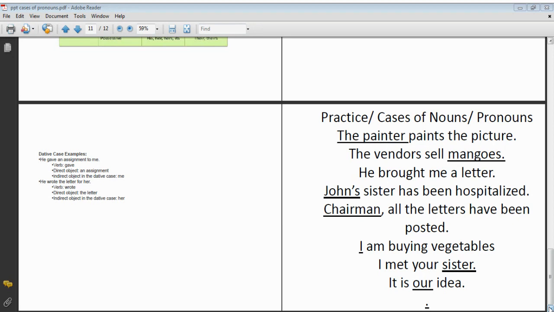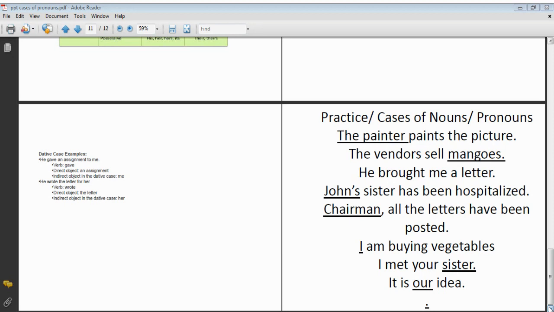In this sentence, we have two objects, me and letter. Letter is the direct object and me is the indirect object. So it means that the sentence is in the dative case. John's sister has been hospitalized. It means John's sister is showing a sense of possession. This apostrophe S, or this sign of possession, is telling us that we are showing possession. So it means that this is the possessive case.